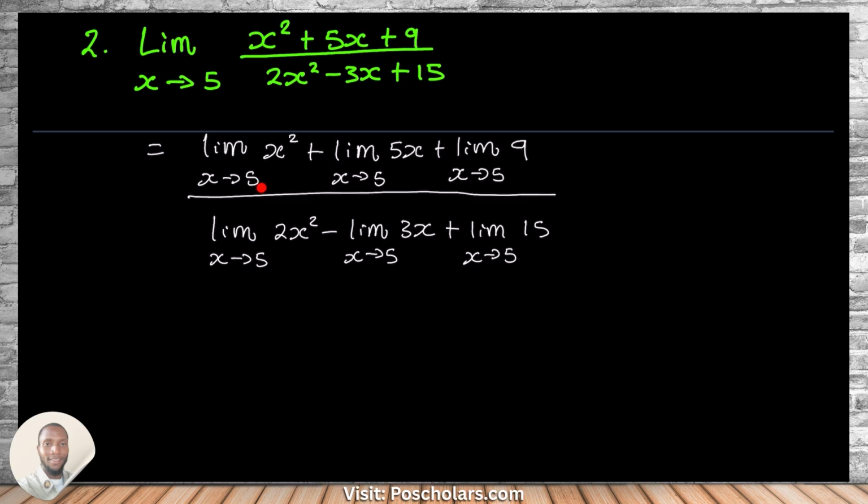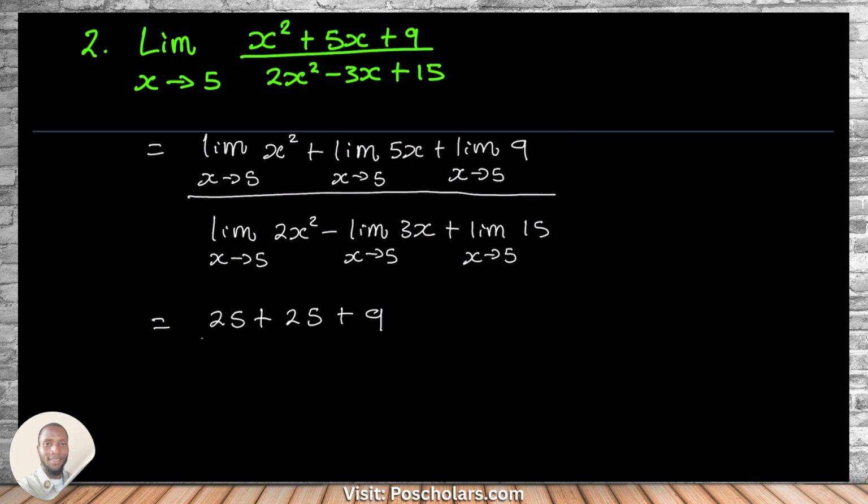When you plug 5 into this function, what do you have? You have 25. Plus, next, when you plug in 5 into this function, you have 5 times 5, which gives 25 again. Then plus limit as x tends to 5 for a constant. You can see there's no x here, there's no variable here. It's still 9. So that's the rule for limits.